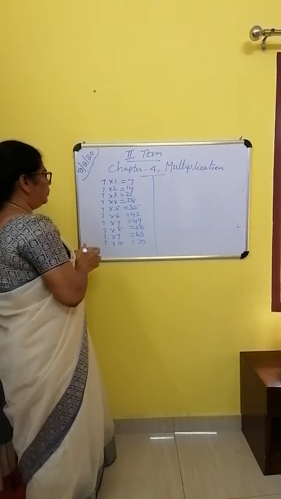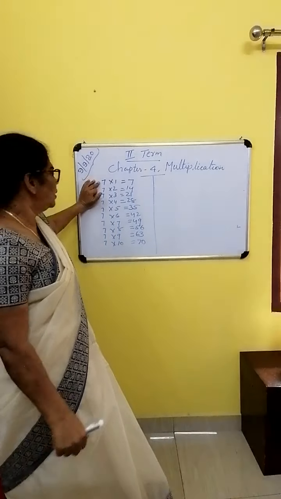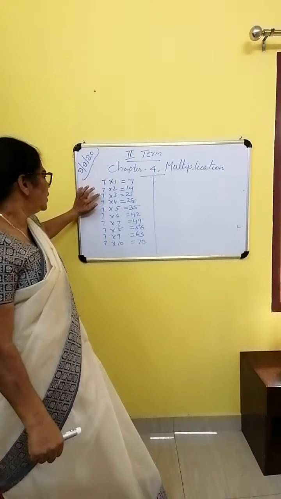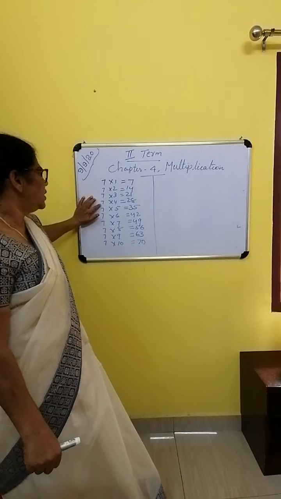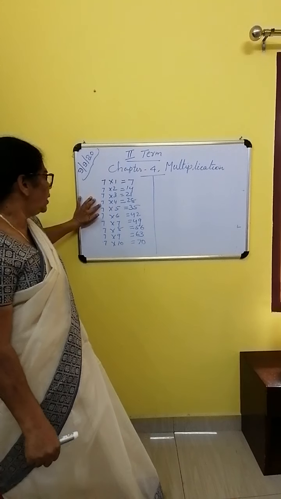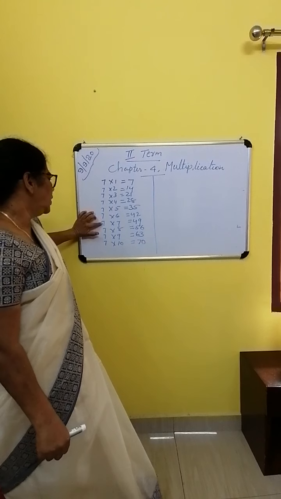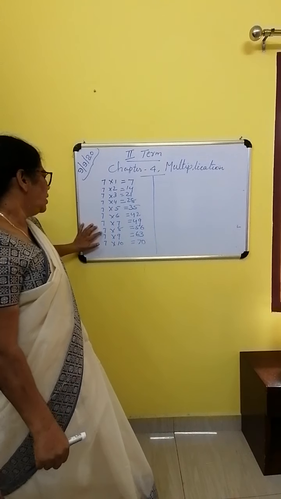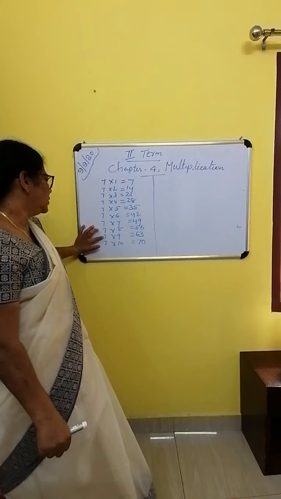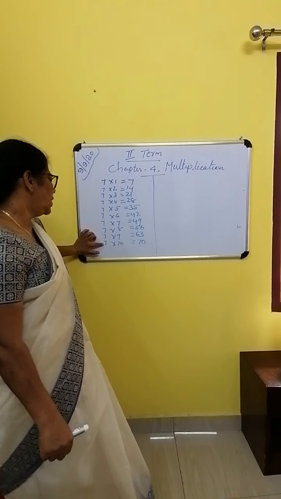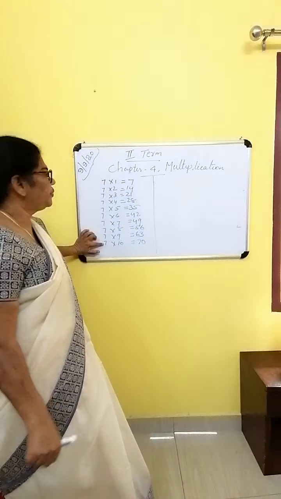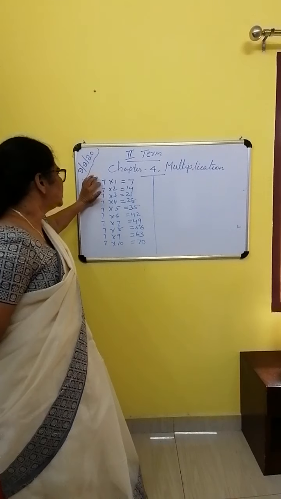How to read? 7 1s are 7. 7 2s are 14. 7 3s are 21. 7 4s are 28. 7 5s are 35. 7 6 are 42. 7 7s are 49. 7 8s are 56. 7 9s are 63. 7 10s are 70.